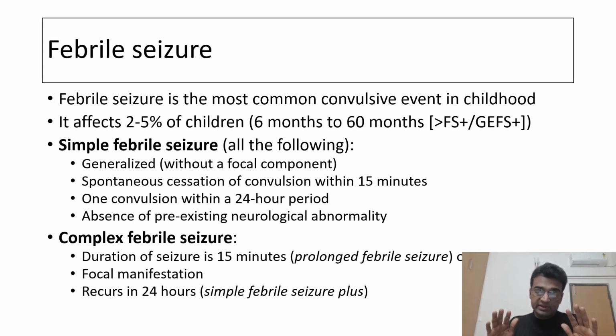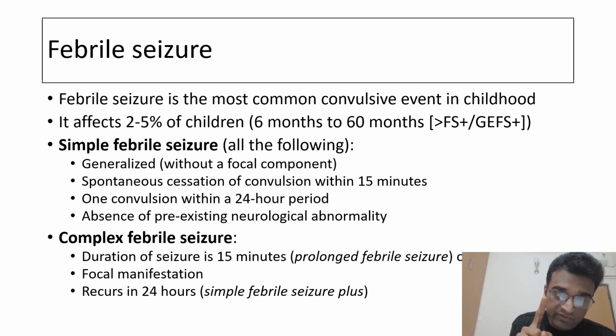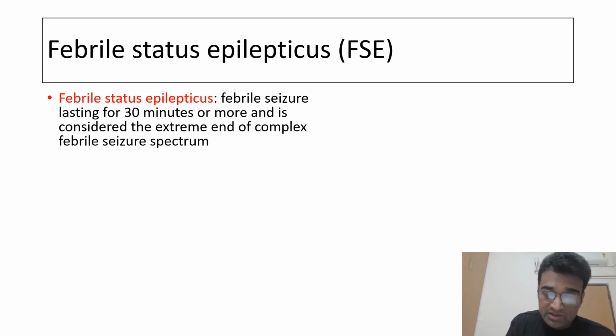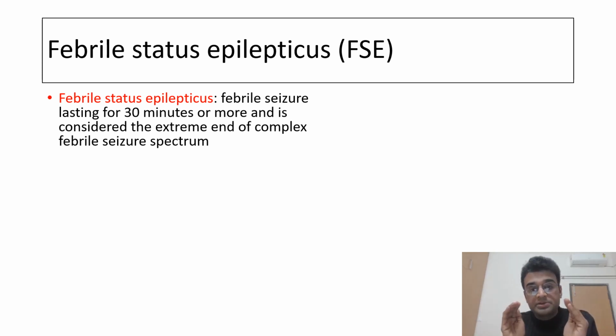So the answer is very simple. If it is a generalized seizure, lasting less than 15 minutes, one convulsion within a 24-hour period, we call it a simple febrile seizure. If the duration is more than 15 minutes, that's prolonged febrile seizure. Or if the seizure has focal manifestation, or if the seizures are multiple in episode, then we call them complex febrile seizure. Now let's come to an important concept, that is febrile status epilepticus.